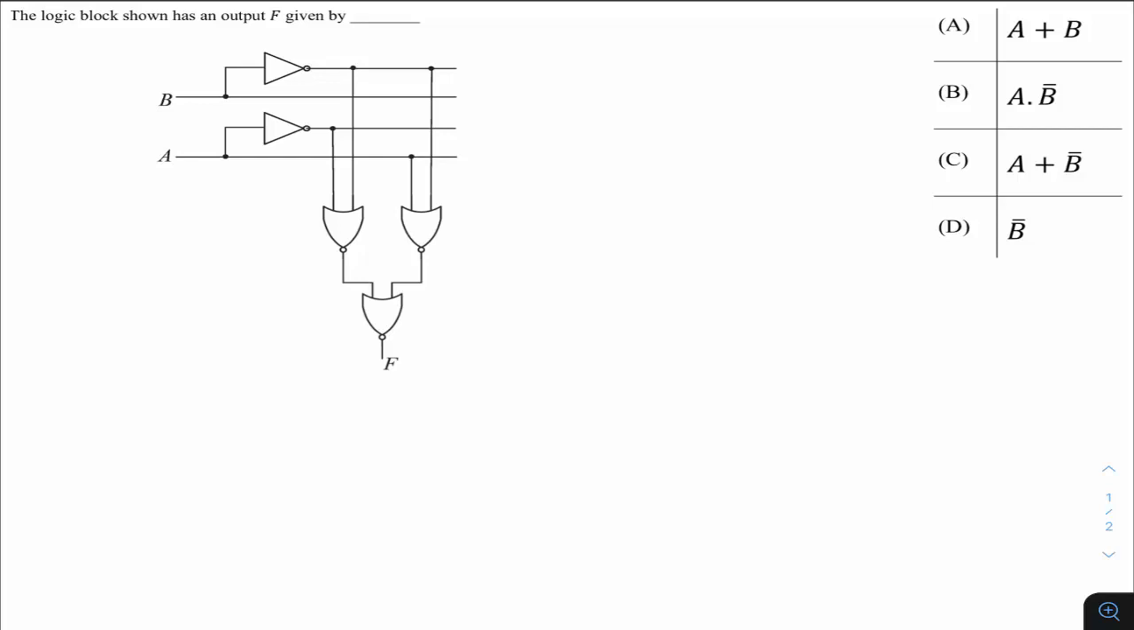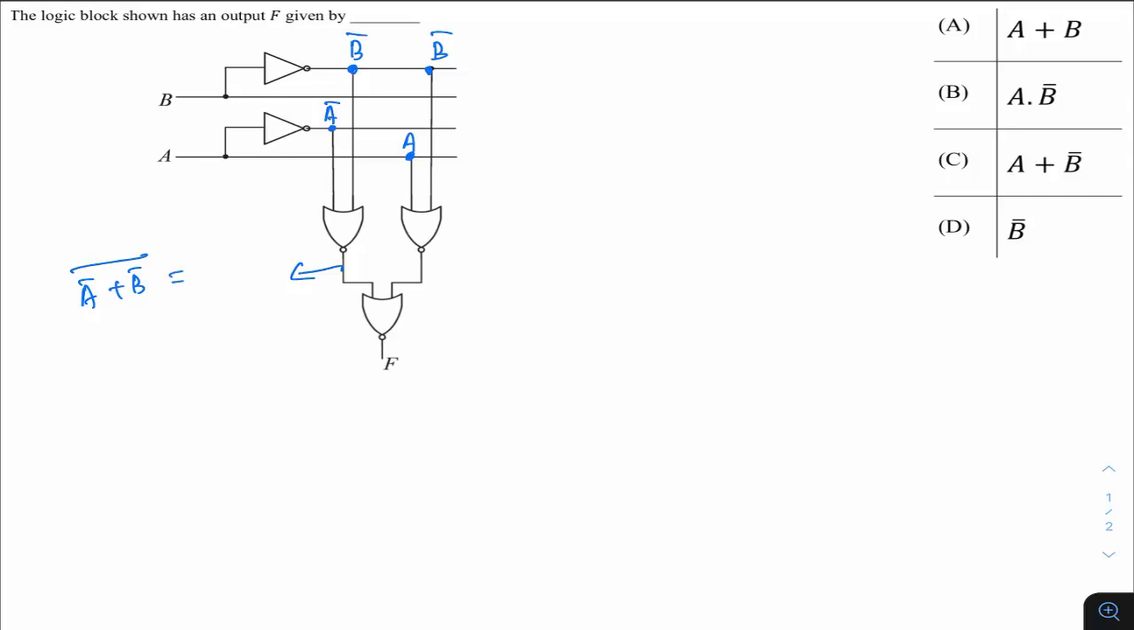If this is B, then this is your B bar and this is also B bar. And if this is A, this is your A bar. And if this is A, this is your A, right? Wherever the dots are there, I'm just highlighting them. This is your A bar, this is your A, this is your B bar, and this is your B bar. If I ask you what is this output, this is a NOR gate. So this output will be the NOR of A bar and B bar. So it's basically (A bar plus B bar) whole bar.